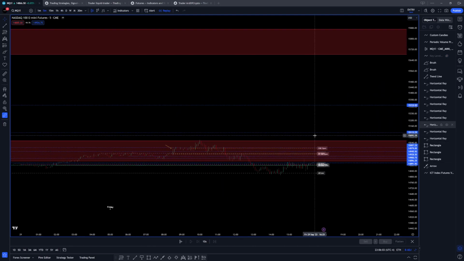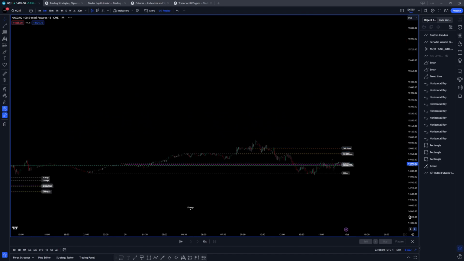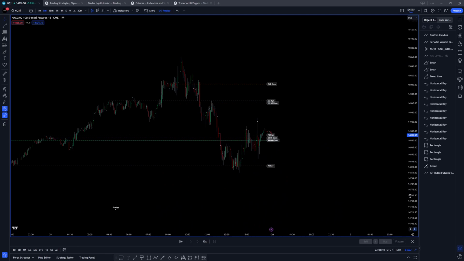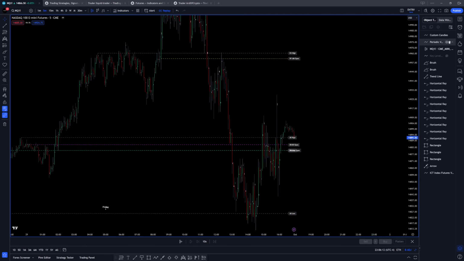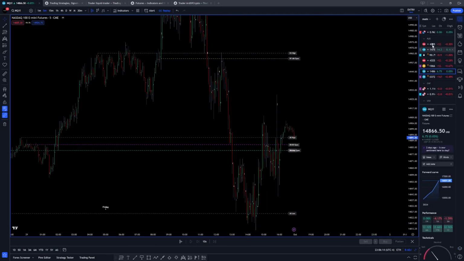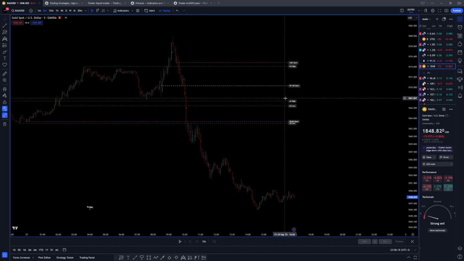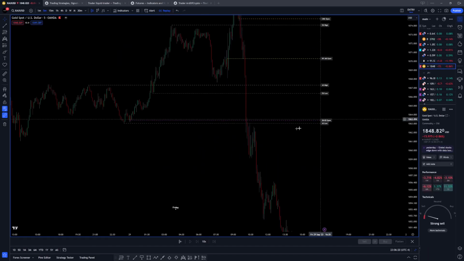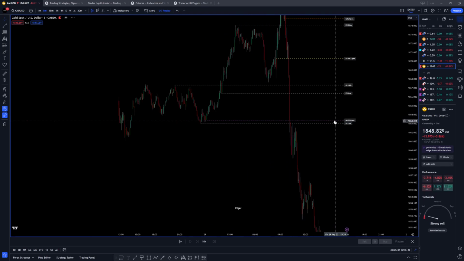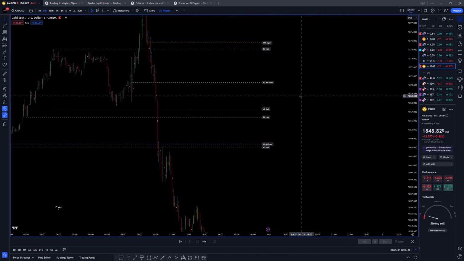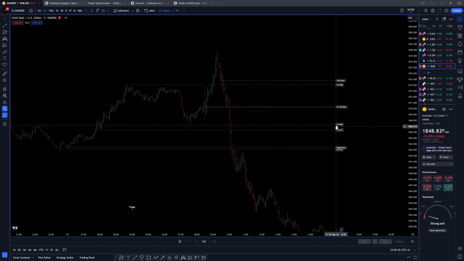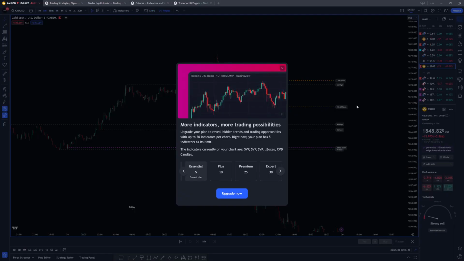And what I'm working on right now, let me just hide these drawings, is it's going to have the Asia high, Asia low. I'm going to turn these into dots instead of these big dashes. But it's going to have the New York session high, the New York session low.